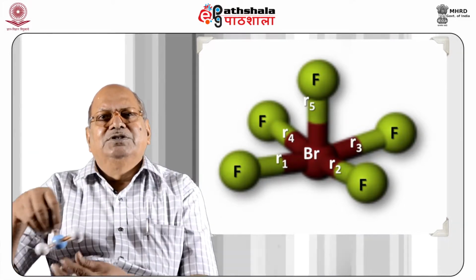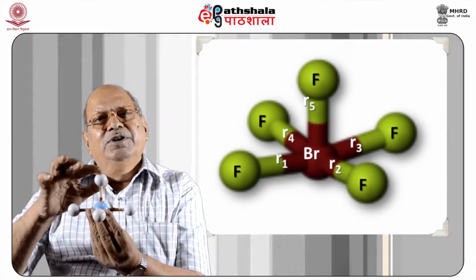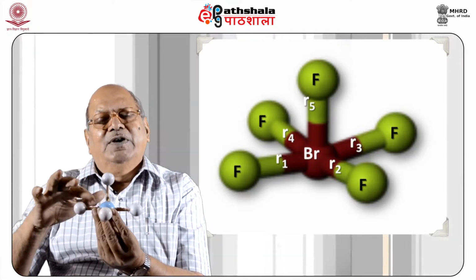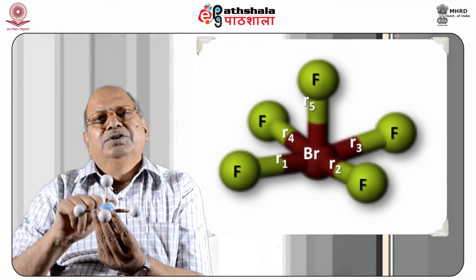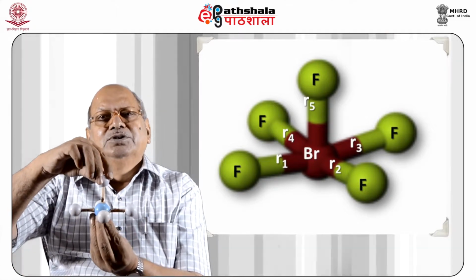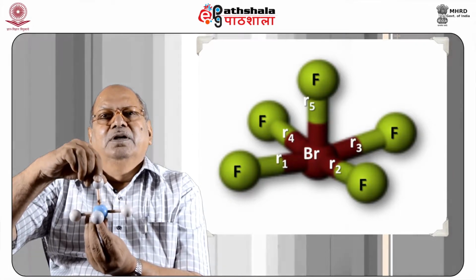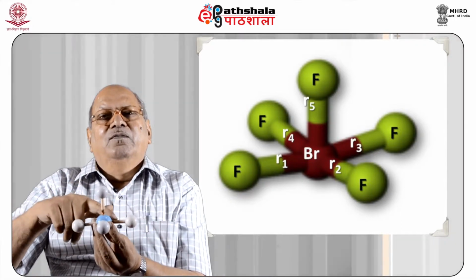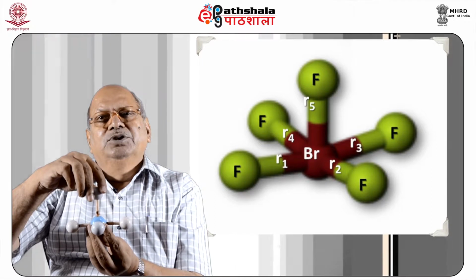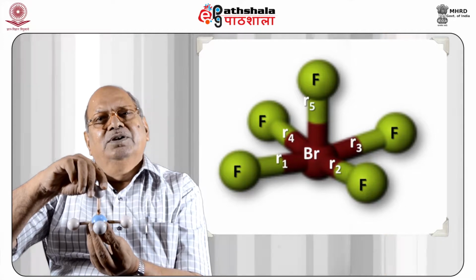Let us take first the E operation on this molecule. There are 5 atoms. E means doing nothing, I do not rotate. Now, what I find is that all the 5 vectors are not shifted. Now, if I take the C4 axis, and give a 90-degree rotation, all the 4 vectors in the plane are shifted, and only this R5 is not shifted because it lies along the C4 axis.